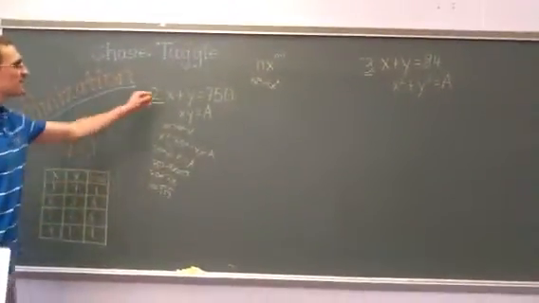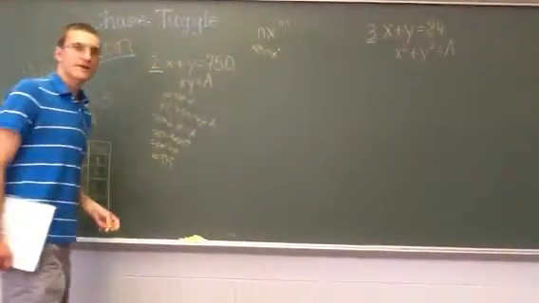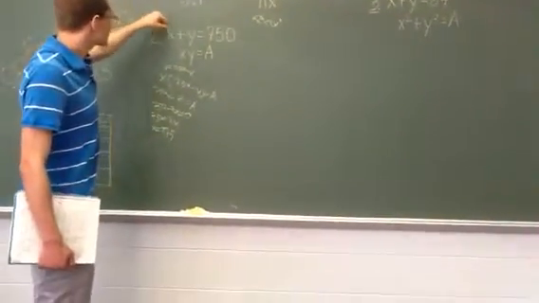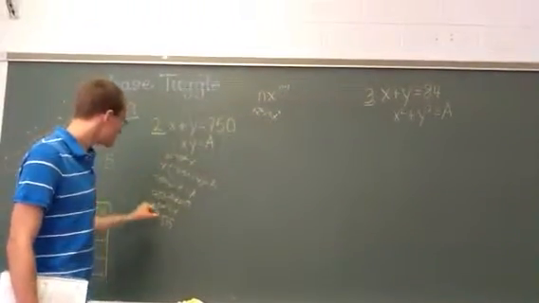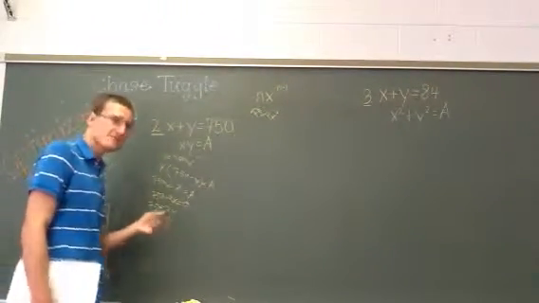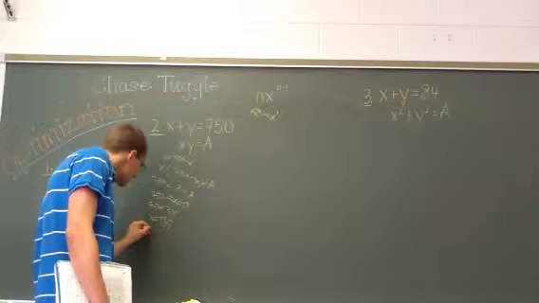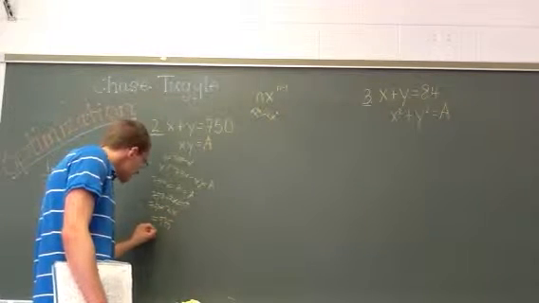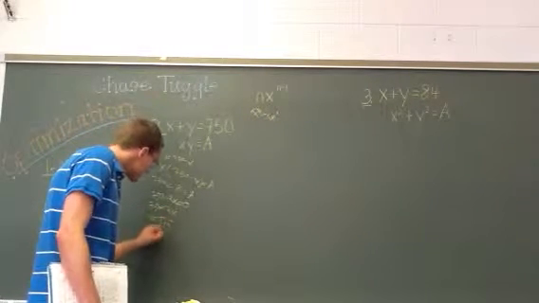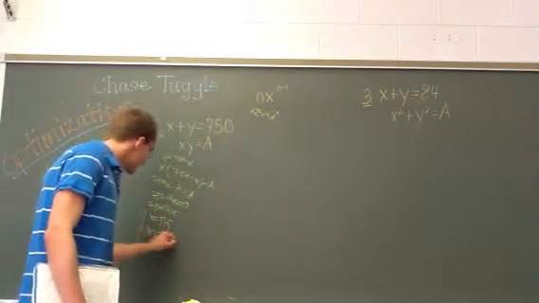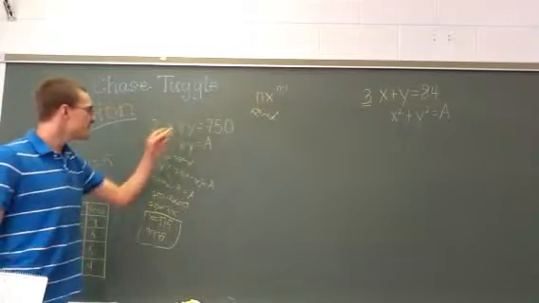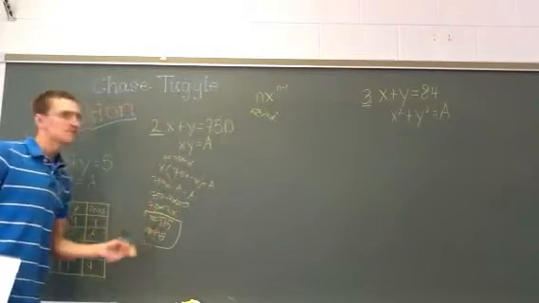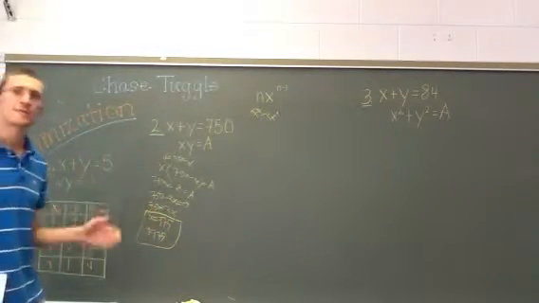Now we can go back up here and find out what y is. So 375 plus y is 750. 750 minus 375 is 375. So from that we discover that y is also 375. And 375 plus 375 is 750. And if you multiply them together, you get the biggest number possible.